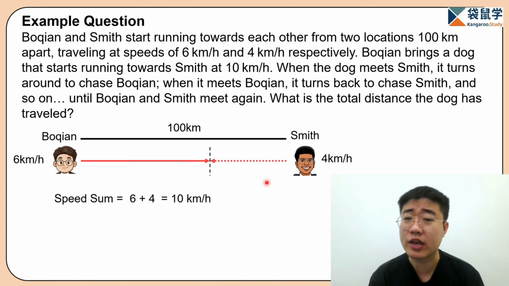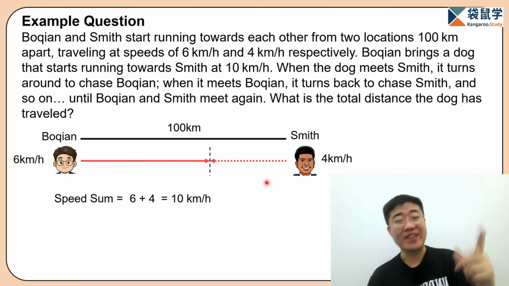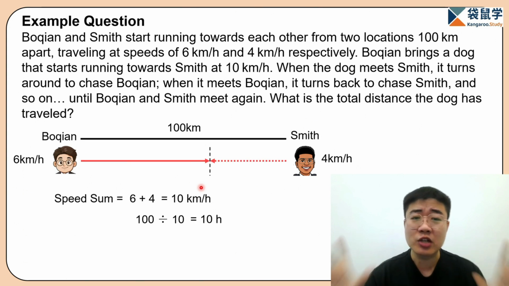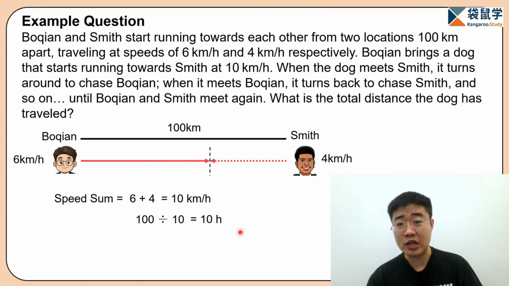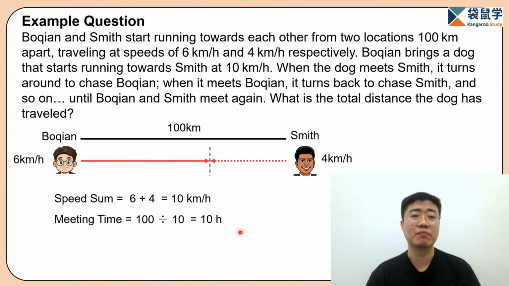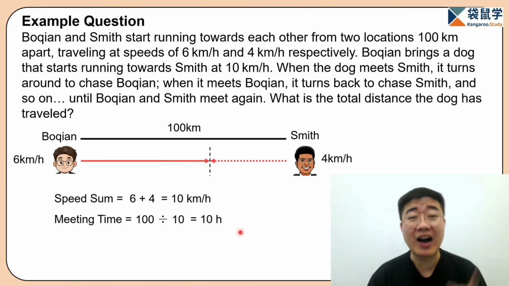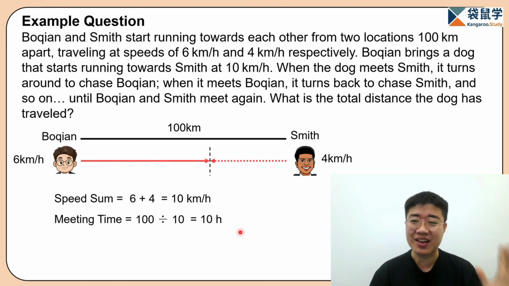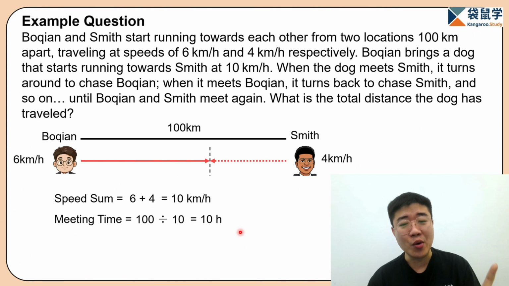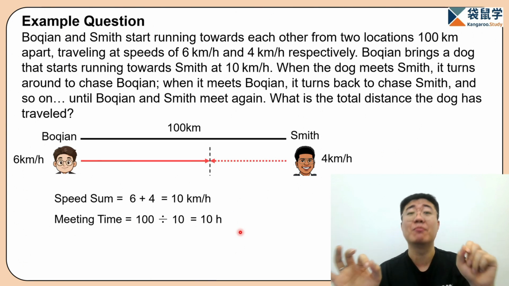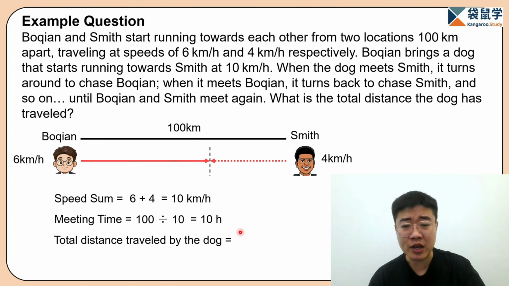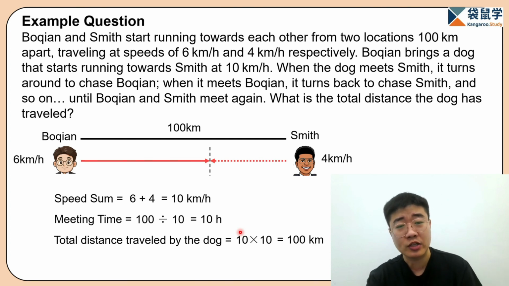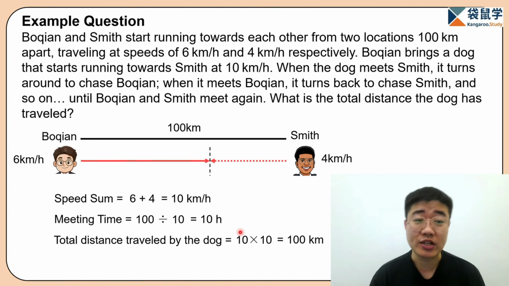How about 100 km in total? Now of course, we have to use division here. So we do 100 divided by 10. We find out that this is 10 hours in total. So this is what we call the meeting time between the two of them. Now that we know the meeting time, it means that we also know the dog's traveling time. So how do we find the distance again, everyone? Yes, now we can use the speed multiplied by the time to get the distance here. So the speed is 10, the time is also 10, 10 times 10. We find out the distance traveled by the dog is 100 km, which is also the answer for our question here.